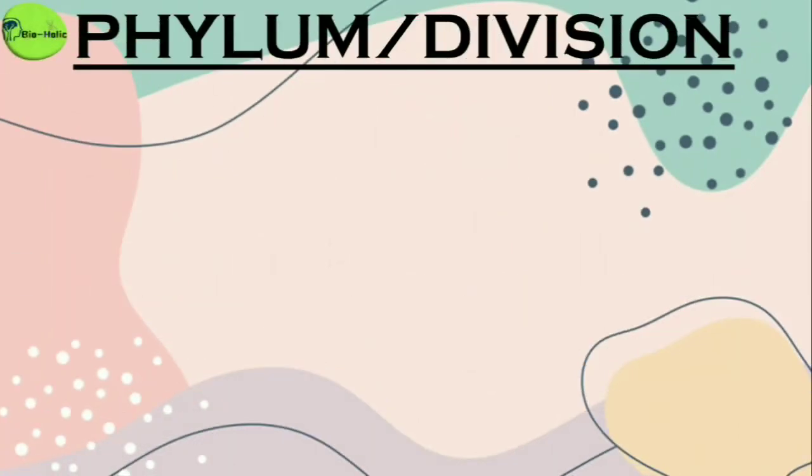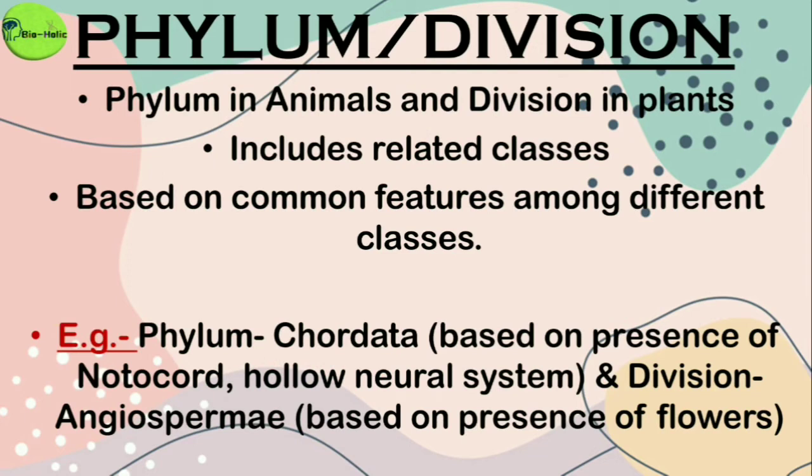Now, the next one is a category higher than that of the class. Okay? The term phylum is used for animals while division is commonly used for plants. And it includes related classes based on common features among different classes. Okay? The examples are phylum Chordata, which is based on the presence of notochord, hollow neural system, etc., and the division Angiosperm, which is based on the presence of flowers.